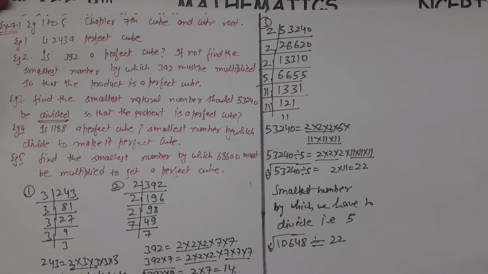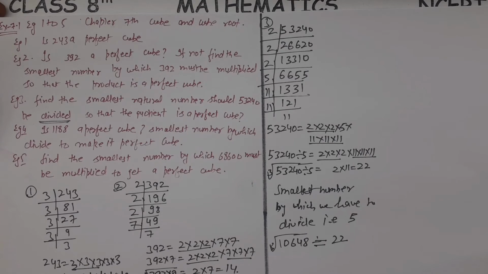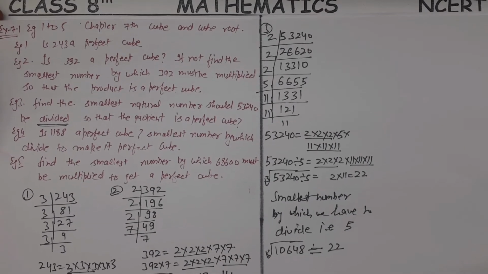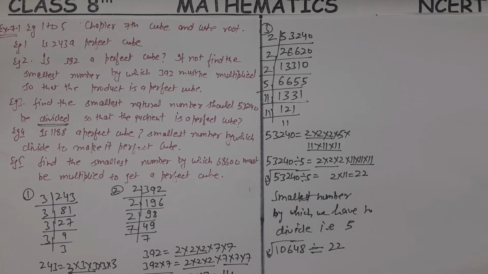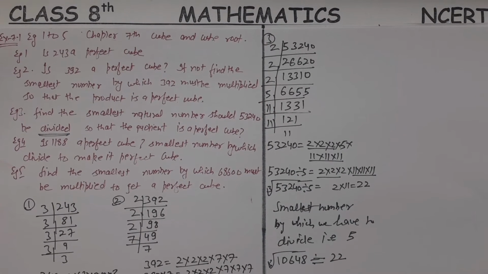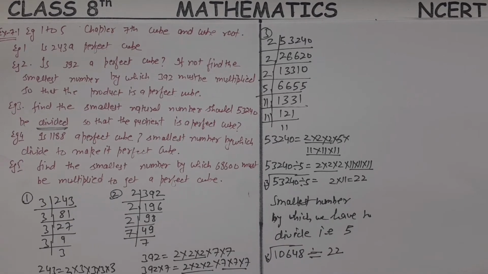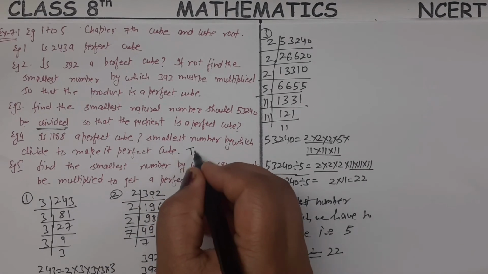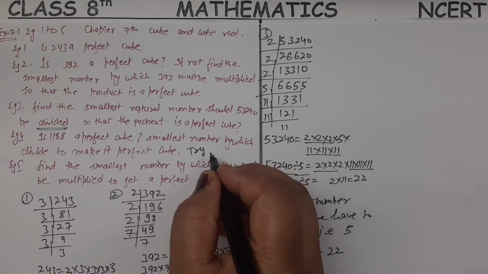Example number 4, a very easy question. Is 1188 a perfect cube? If it is not a perfect cube, then find the smallest number by which we have to divide to make it a perfect cube. Try yourself. Same as example number 3.